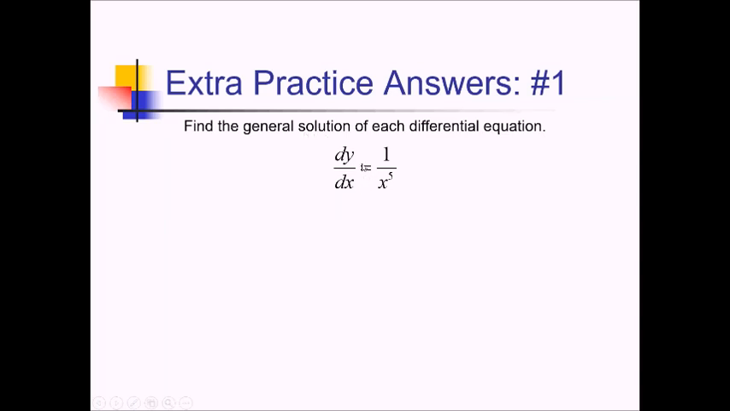On this problem, we just need the general solution for this differential equation. So basically, we need to take the antiderivative of both sides. I'm going to rewrite this as x to the negative fifth, and then I'm just going to use my reverse power rule. So this bumps up to a negative 4. Dividing by that, I have y equals negative 1/4 x to the negative fourth, and then don't forget the plus c.